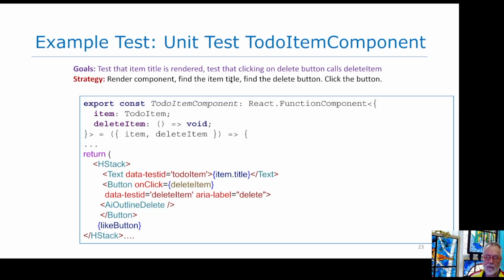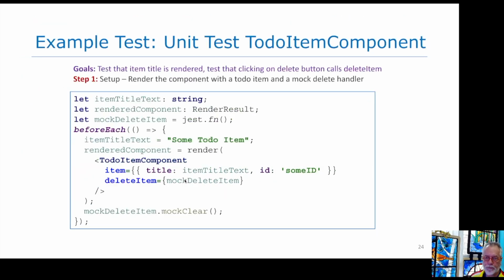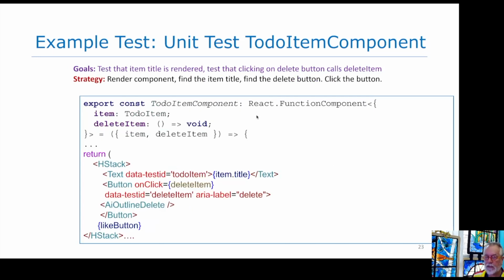So we're going to find the item title and see if it's there. So this is my to-do item component. It returns an HStack with data-testid todo-item-text, and a button with onClick deleteItem. It also has an aria-label of delete. So the role here would be button and the name would be delete. Notice that we're mixing two testing ideas together. You'll find that in your code. And so now what we're going to do is, let's see where we are.